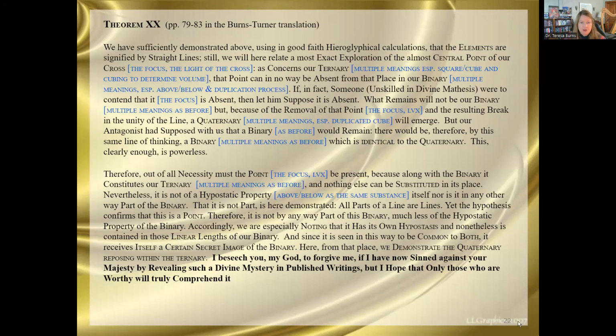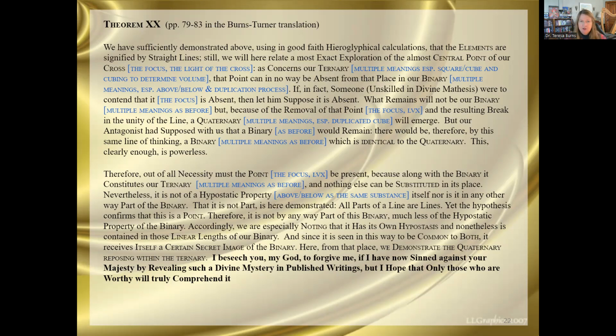how to interpret that. We've sufficiently demonstrated above, using in good faith hieroglyphical calculations and so on, that the elements are signified by straight lines. That again is just right out of Euclid. And then we are going to explore the most central point of our cross. We're in the solution that mathematicians would agree works. You make that the focus, but that's also the light of the cross. Oh, light and parabolas.